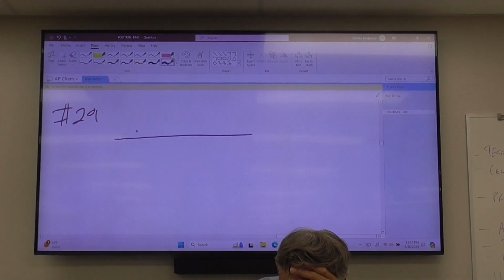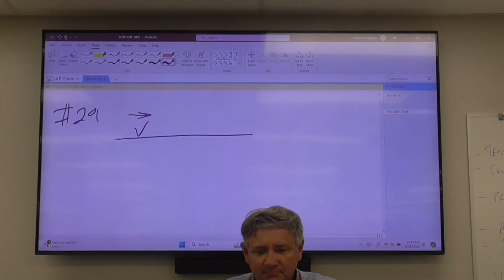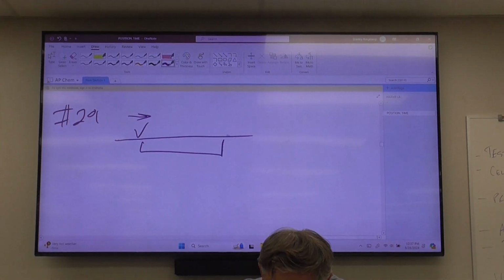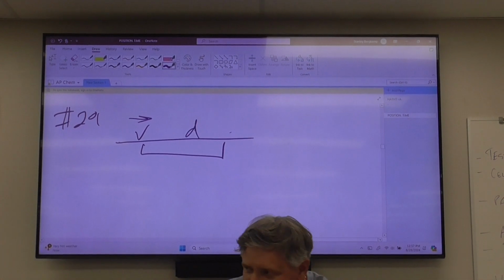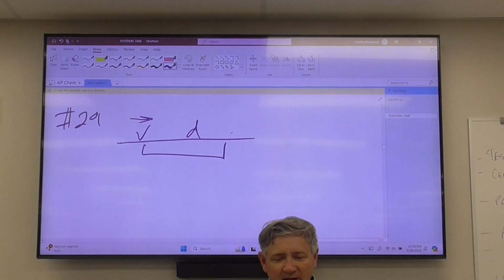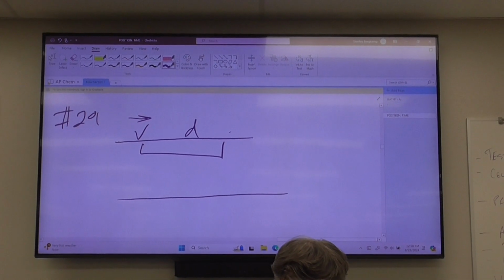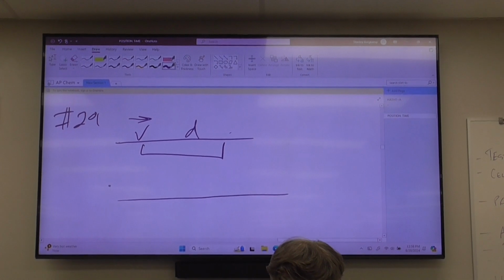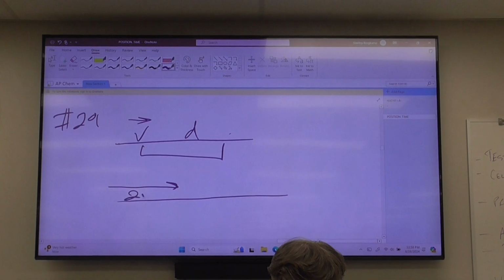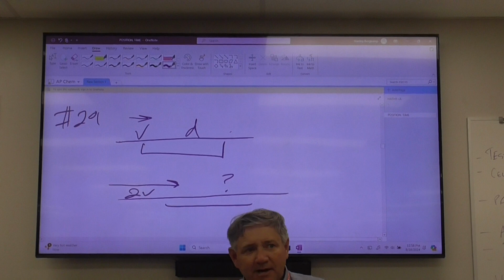So here's the problem with number 29. All you're told is that a car has velocity v, and it stops in a distance d. That's all you got. Then it asks, what's going to happen to that stopping distance if we double the velocity to 2v? What's going to be the impact on the distance?